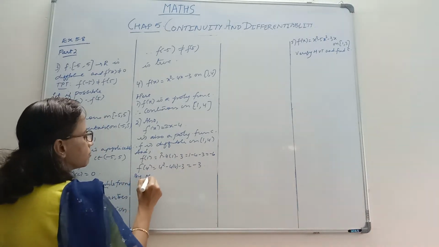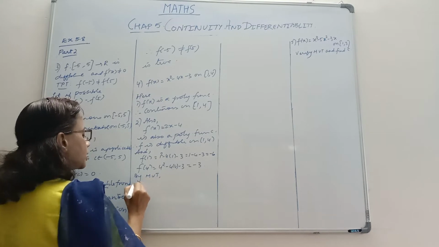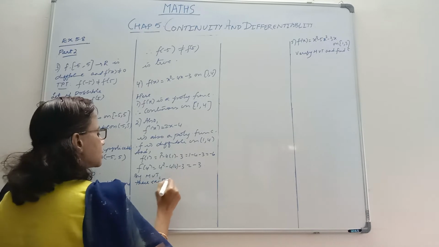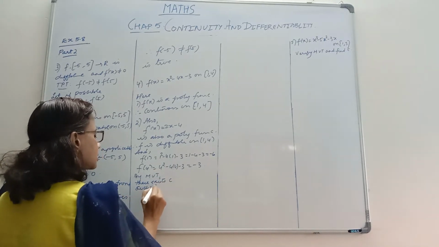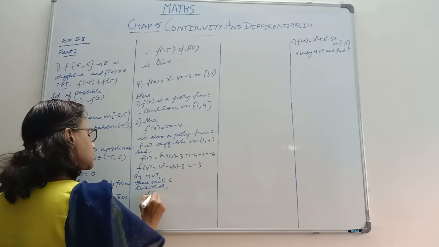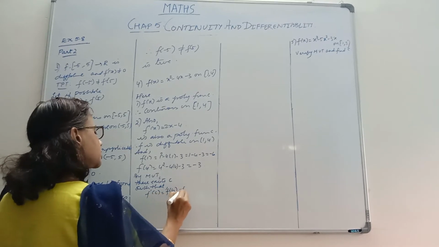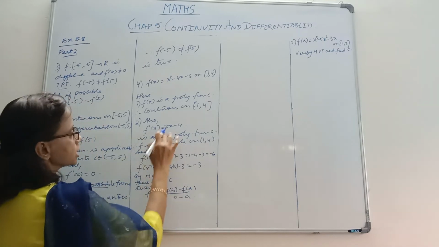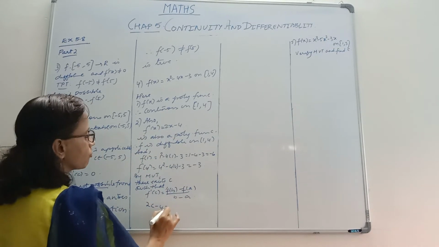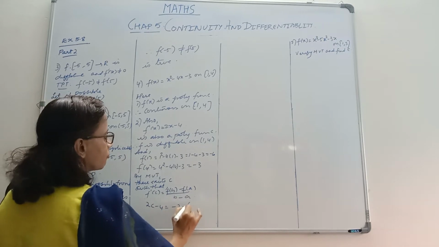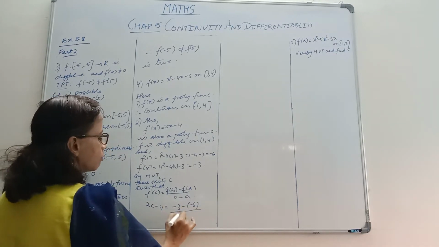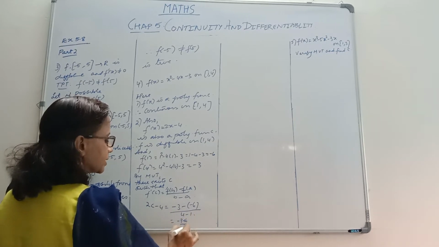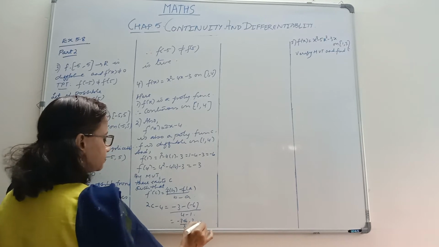Therefore, by mean value theorem, there exists c such that f dash c equals f of b minus f of a by b minus a. Let's get those values. F dash c is going to be 2c minus 4. F of b is minus 3. F of a is minus 6, by 4 minus 1. So that is minus 3 plus 6 by 3, so that is 3 by 3, which is 1.